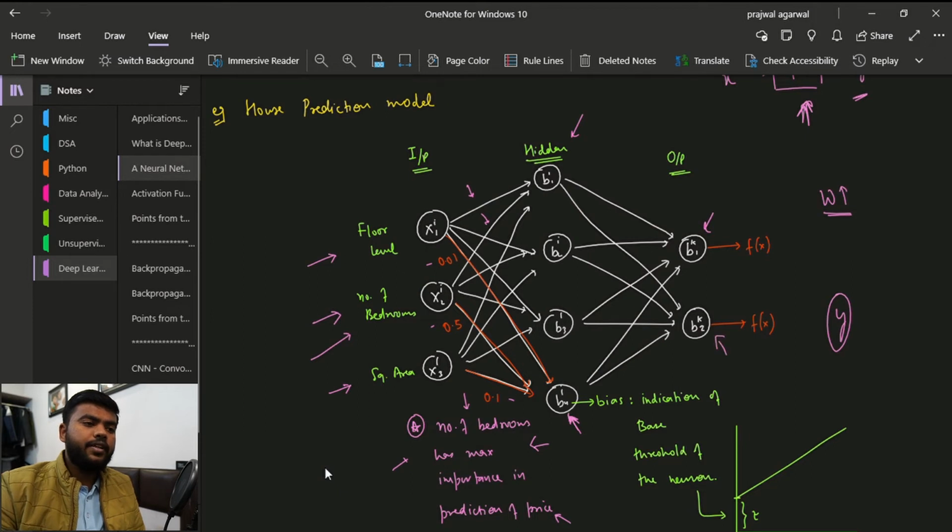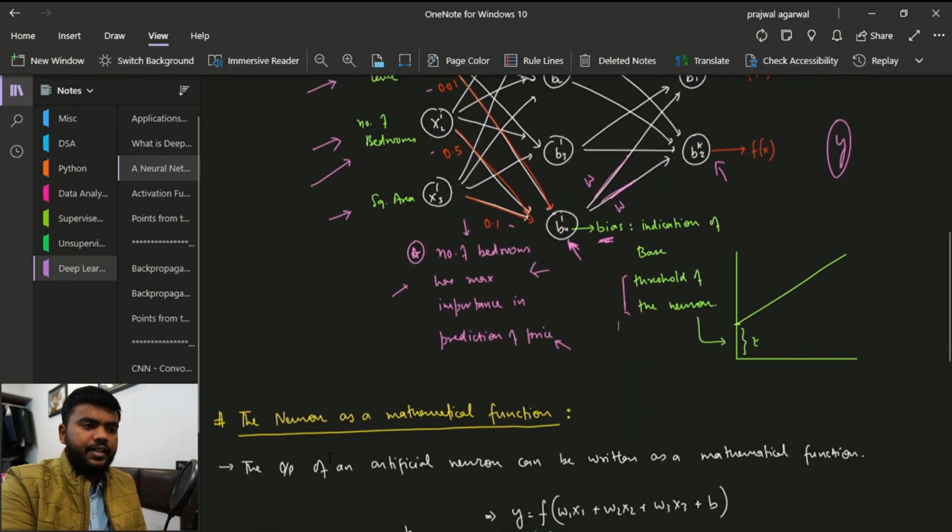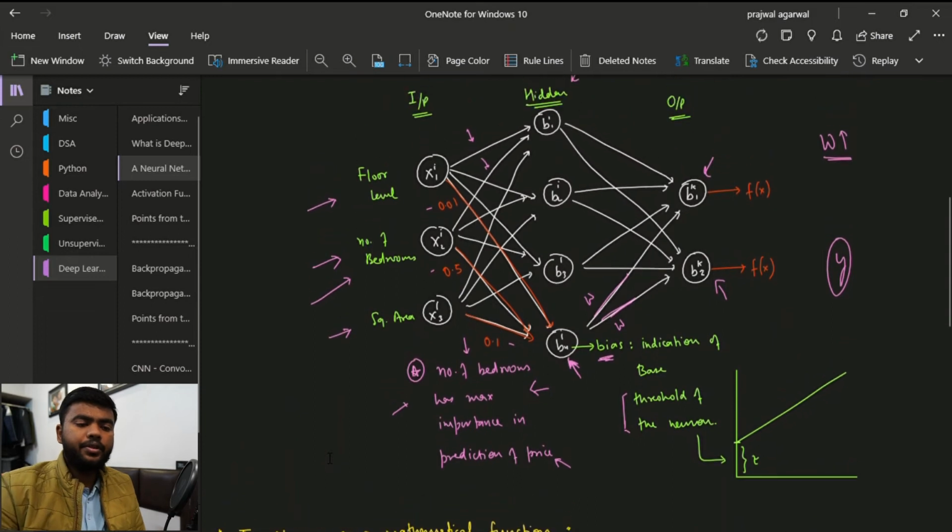So if there are two output neurons, then the data will go to both output neurons, and the weights associated with the connections will decide how important our output is. And then we have a bias for the output as well. Now, here I have written something about bias. Bias is the indication of the base threshold of the neuron. Bias actually specifies the point from where our computing should start.